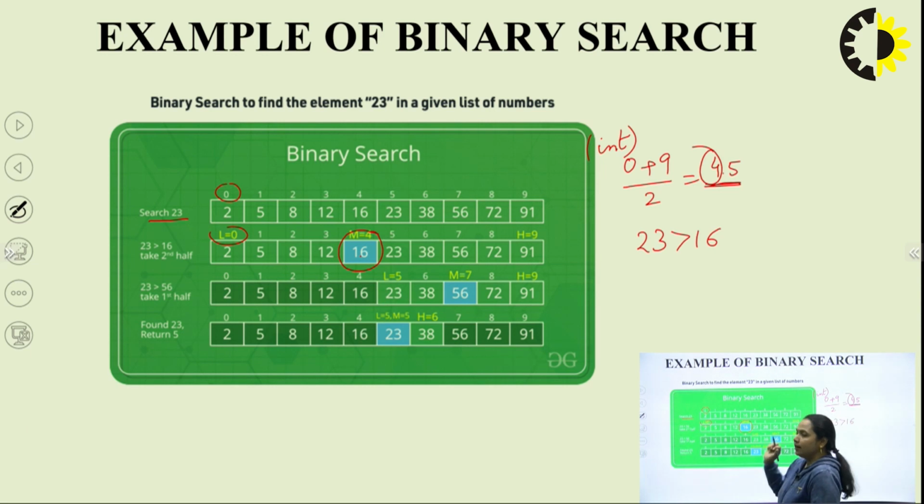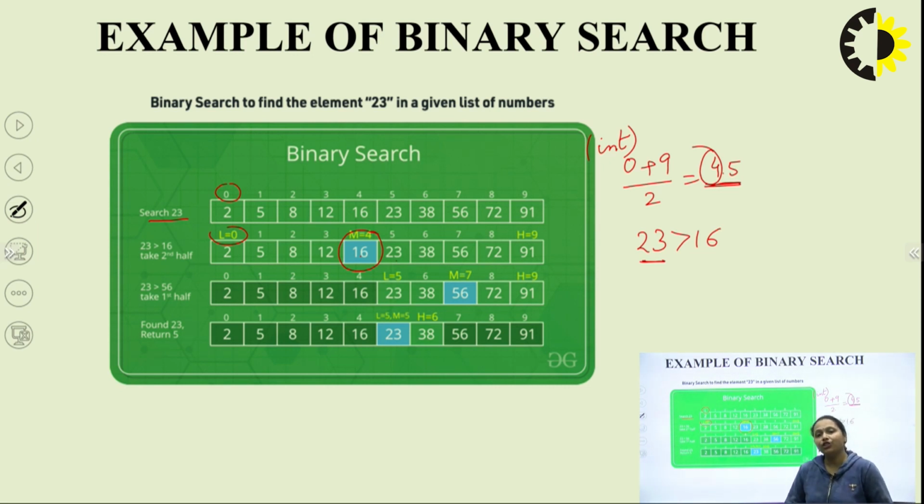So from here, the list gets divided into 2 parts, left half and right half, or you can say first half and second half. What is the position of 23 as compared to 16? 23 must be present in the second half of the list. So we will now look for 23 in the second half. Now the same process is repeated on the second half of the list. So now here we have 23, 38, 56, 72 and 91.